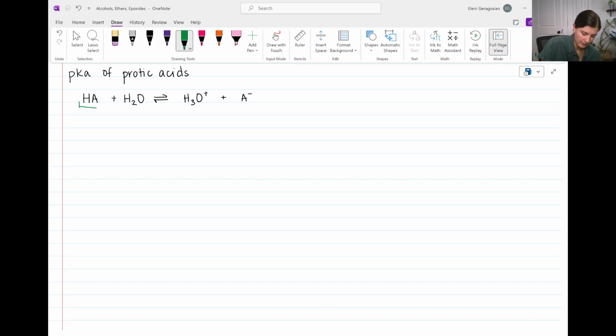So here we have a generic acid. Generic because there are a lot of different molecules that can act as acids, so we're just using a general HA here. We have water, and then these are the products when the acid dissociates in water.